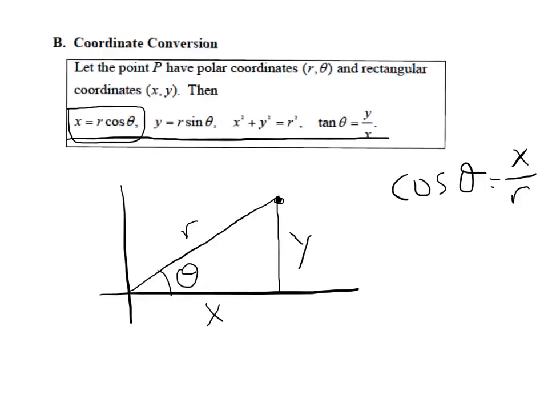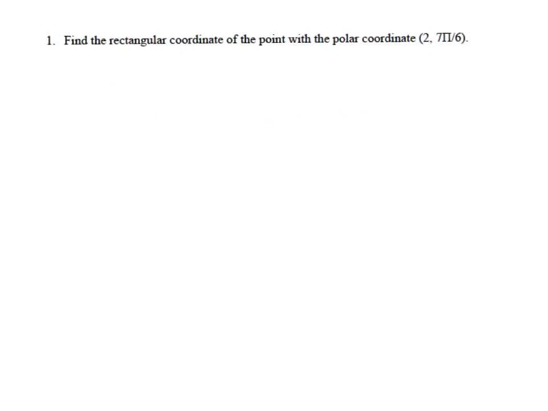I think that the third rule kind of makes sense. You see the Pythagorean theorem there, x squared plus y squared equals r squared. And then the fourth one, just take tangent of theta, it's going to be y over x. And that's how we can convert between the two systems. The first 2 rules get us from the polar system to the rectangular system, and the second 2 rules will help us get from rectangular to polar. We'll go through a few examples of those.